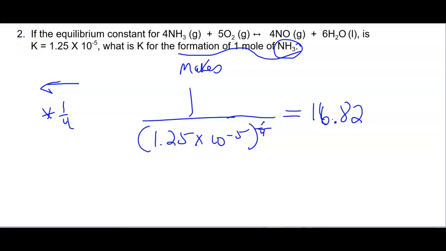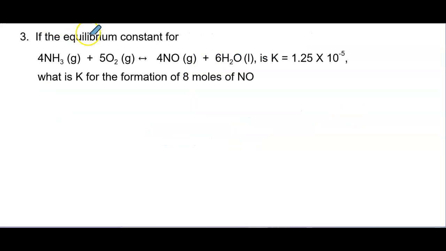Okay, continuing on to the next example. Here we have formation of 8 moles of NO. So again, we're thinking about formation. What does that mean? Formation means makes. I'm forming NO. This does show NO being formed, so I'm going to keep it forward. I need 8 NOs. I only have 4, so to get to 8, I have to multiply. I always think about multiply by 2. Because it's forward, I do not put it underneath 1.